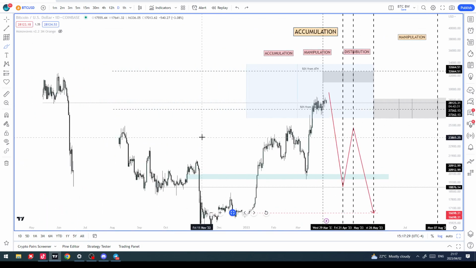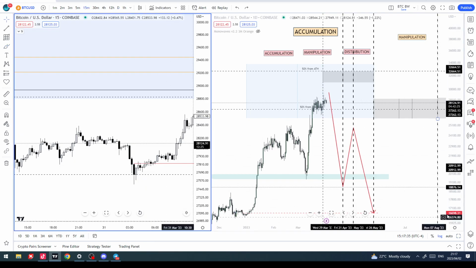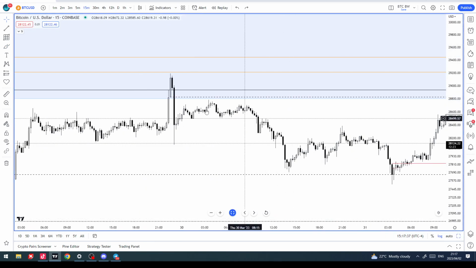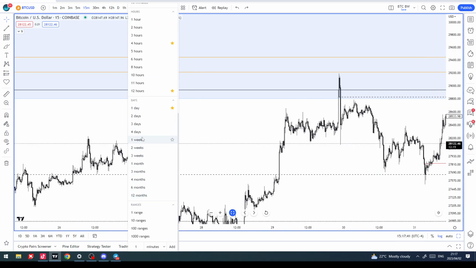And on BTC, if we were targeting the weekly order block, which I had here previously, right? So the weekly order block, let's go on to the weekly.